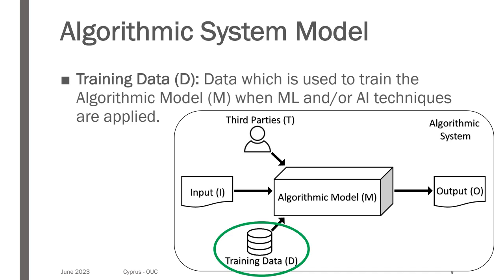Then there is the training data. The training data is the core part of such systems, because the algorithmic model is an algorithmic model. It does whatever it is designed to do, but it is based on training data that is used to train it, to identify various patterns, various behaviors, various phenomena that the algorithm needs to identify, and then using the input, take a decision according to what was learned from the training data. So the training data has an important role in the actions that the algorithm takes.